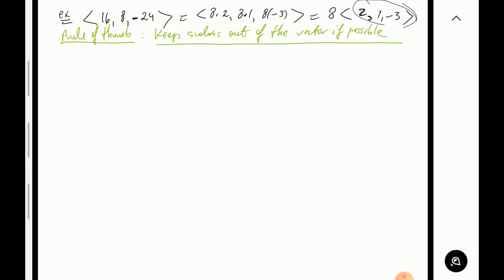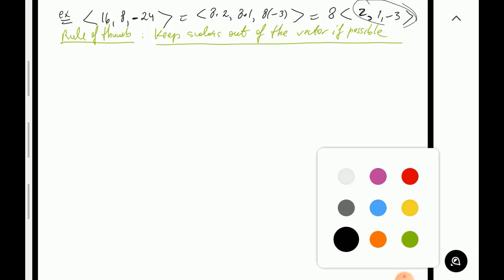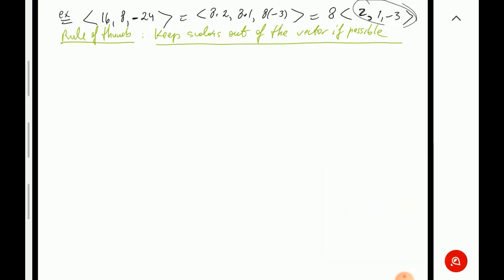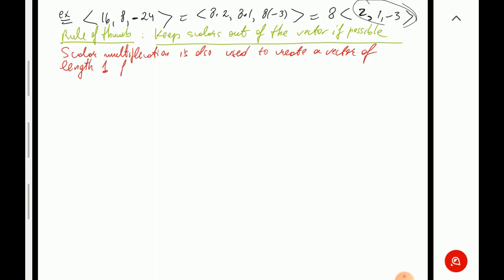Let me think a little bit if we should mention it here. I think it's probably worthwhile to mention it here, although it's going to come up later, and let me do it with a different color because that's also important. Scalar multiplication is also used to create a vector of length 1 or magnitude 1 from a given vector. This is also called normalizing a vector.